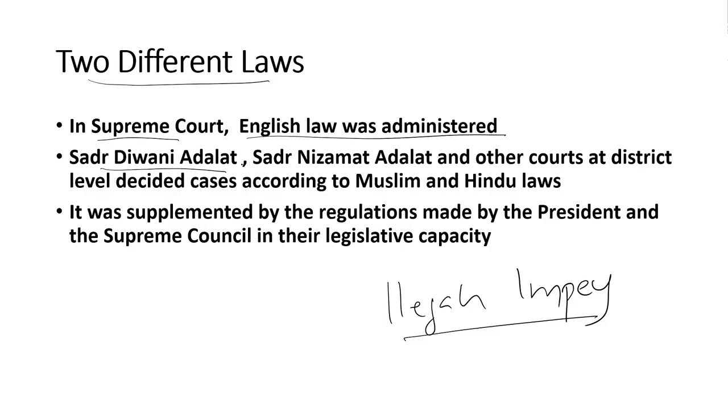Sadr Diwani Adalat administered Hindu laws for Hindus and Muhammadan laws for Muslims. Sadr Nizamad Adalat used Muhammadan laws in the administration of criminal justice. But different types of laws existed in Bengal because of the creation of Faujdari Adalat, Diwani Adalat, Sadar Diwani Adalat, Sadar Nizamad Adalat, and above all these courts, when Supreme Court was created in 1774. In addition to these laws, rules and regulations were also framed by the President and the Supreme Council under their legislative capacity.